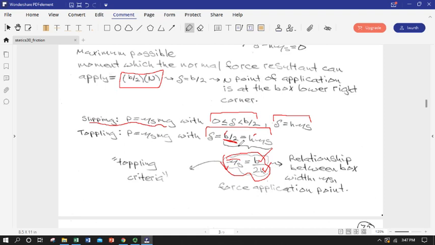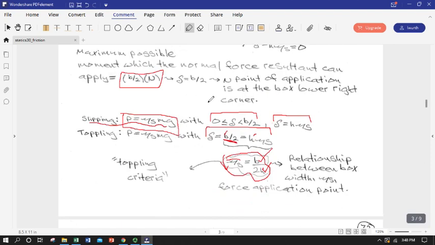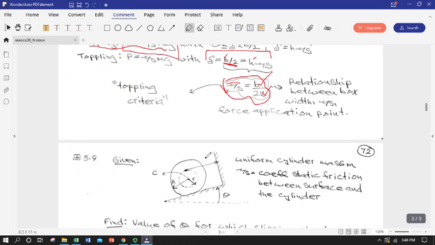So that was just some algebraic relationships. But the key here was to know the relationship between mu sub s and mg for no slip, and then to recognize this limit on how much moment the normal force resultant could apply. It can't apply any more than N times b over 2. And it's that relationship that gave us this. So that can be handy.